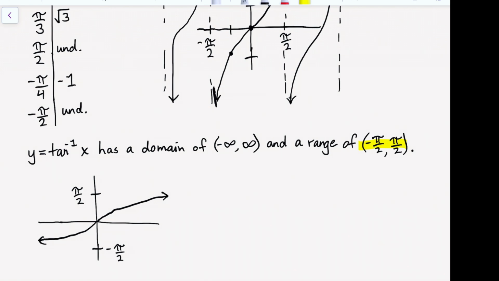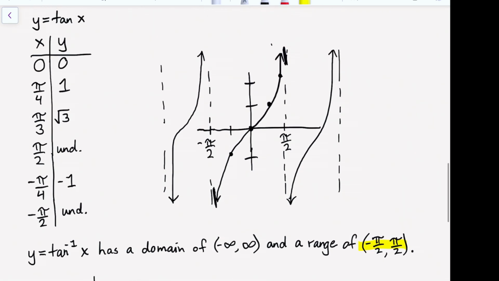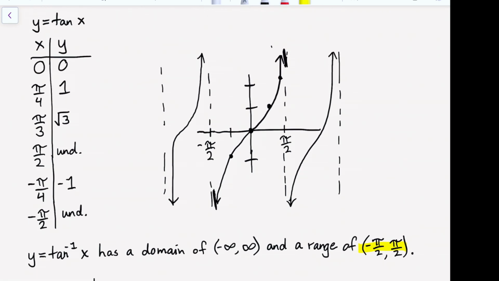In the next video, we will begin to evaluate inverse trigonometric functions, and it will become important to keep in mind the range of each of these inverse functions.